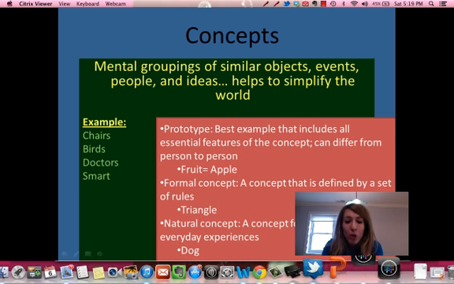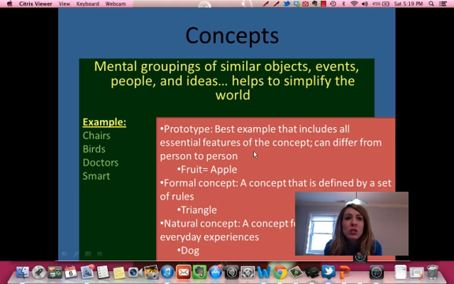There are 3 specific types of concepts. There's a prototype, which is the best example of the concept. So for example, if the concept is fruit, the prototype is apple or orange. If you ask someone for the first fruit that comes to mind, they're going to say apple or orange, even though they know kiwi is a fruit. So prototype is the best example.